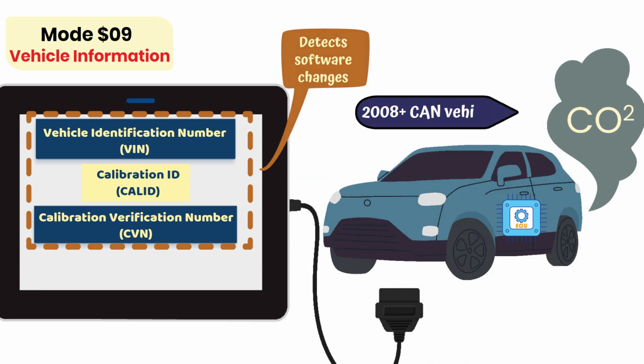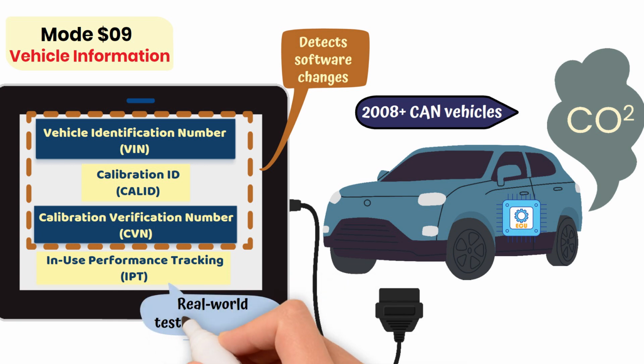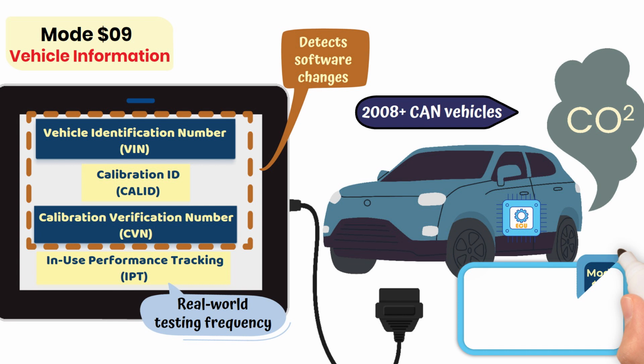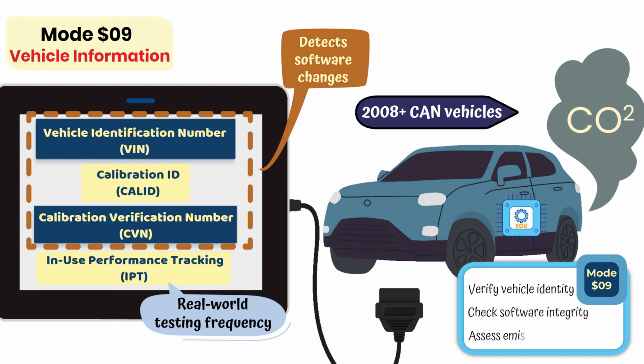On CAN-equipped vehicles from 2008 onward, Mode 9 also provides IPT, in-use performance tracking data, showing how often major emission systems are tested during real-world driving. This makes Mode 9 invaluable for verifying vehicle identity, checking software integrity, and assessing emission system performance.